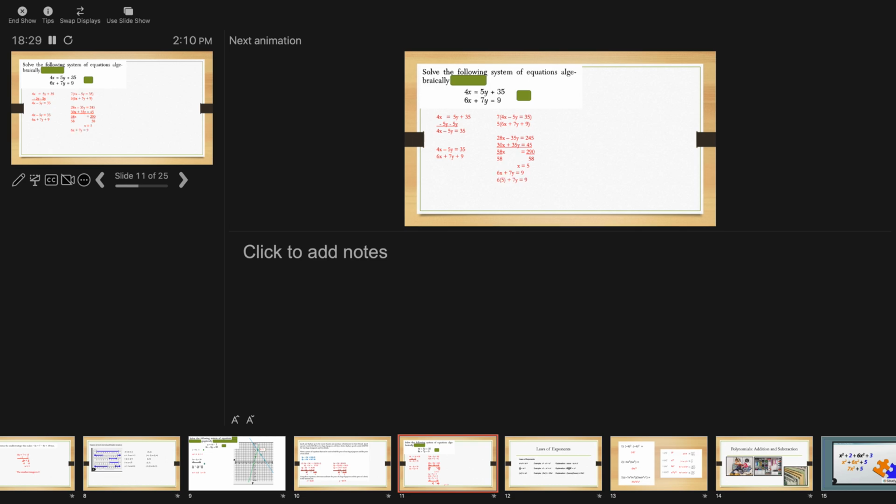I'll use the bottom one. 6 times 5 is 30. Subtracting 30, I get negative 21. Dividing by 7, and I get y is equal to negative 3. So x is 5 and y is negative 3. Pretty slick trick there for you, and you can use it at will.